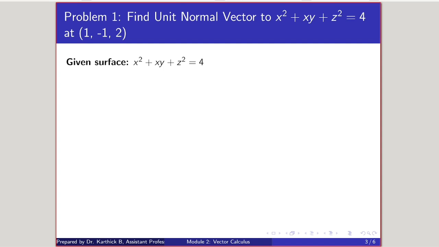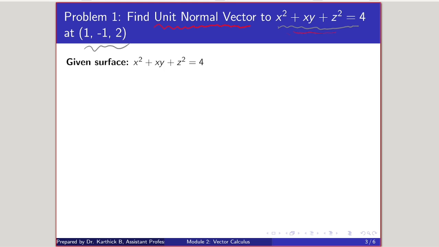So, in the first problem, find the unit normal vector to this function x square plus xy plus z square equal to 4 at the point 1 comma minus 1 comma 2. So, we want to find the unit normal vector for this function.